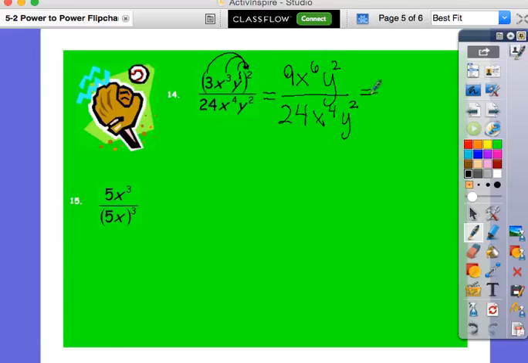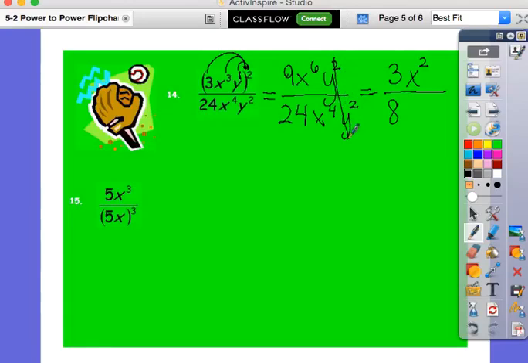Okay, and then we learned that we need to simplify the coefficients first. What can go into 9 and into 24? 3. 3 goes into 9 3 times, and 3 goes into 24 8 times. Where does the x go? We look for the larger exponent. 6 is larger than 4, so the x goes in the numerator. And 6 minus 4 is 2. Then the y's, they just cancel.